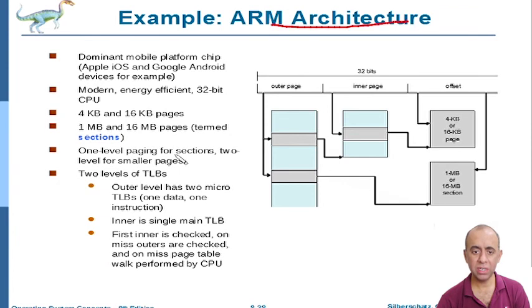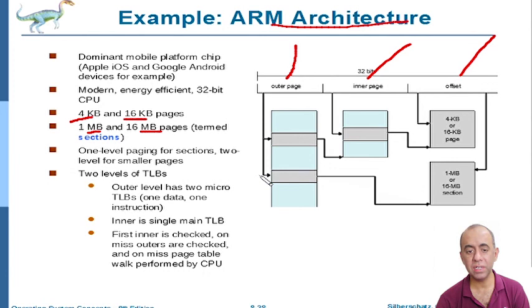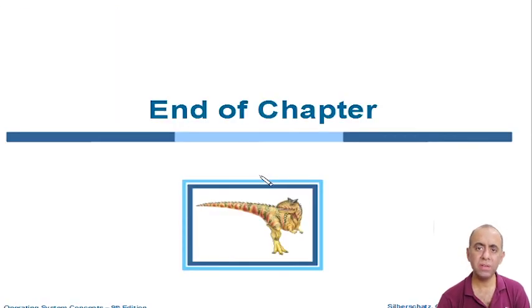Similarly, the ARM architecture offers a two-level paging scheme: outer page table, inner page table, and then offset. All of the sizes are mentioned here: 4 kilobyte, 16 kilobyte, and the outer page tables are called sections. There are 2 different sizes of sections, 1 megabyte and 16 megabytes. So this was briefly how the operating system manages memory in your computer.